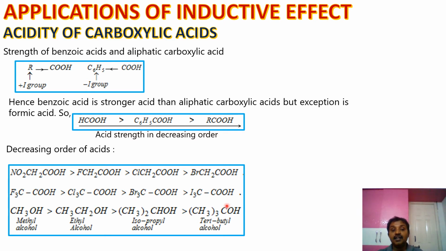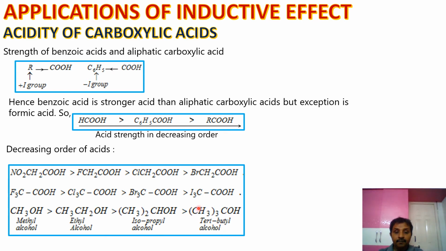As the electronegativity decreases, acidity decreases in the same order. Now, let us discuss the same type of trend in the alcohols: methyl alcohol, ethyl alcohol, isopropyl alcohol, and tertiary butyl alcohol.